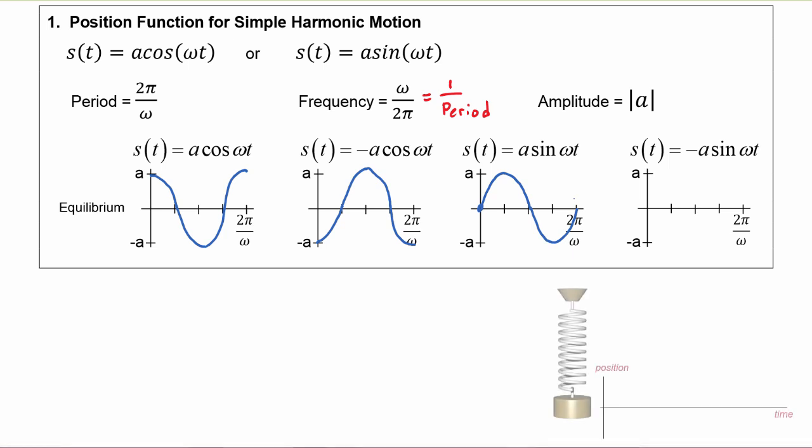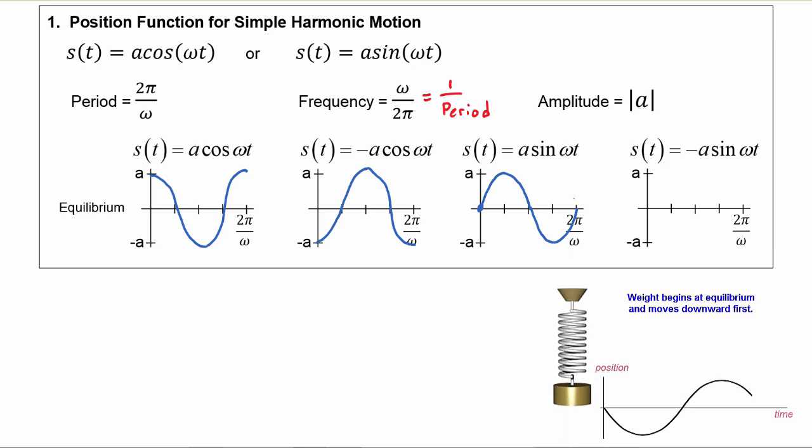And finally, if the weight begins at equilibrium and moves downward first, we see that its oscillation will trace out a negative sine wave. So s of t equals negative a sine omega t will start at equilibrium, move down to the min, back to equilibrium, up to the max, and then end at the equilibrium position.